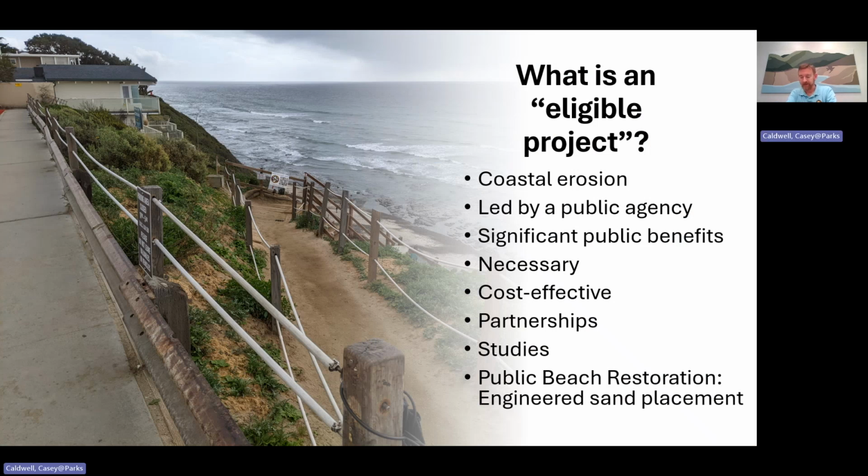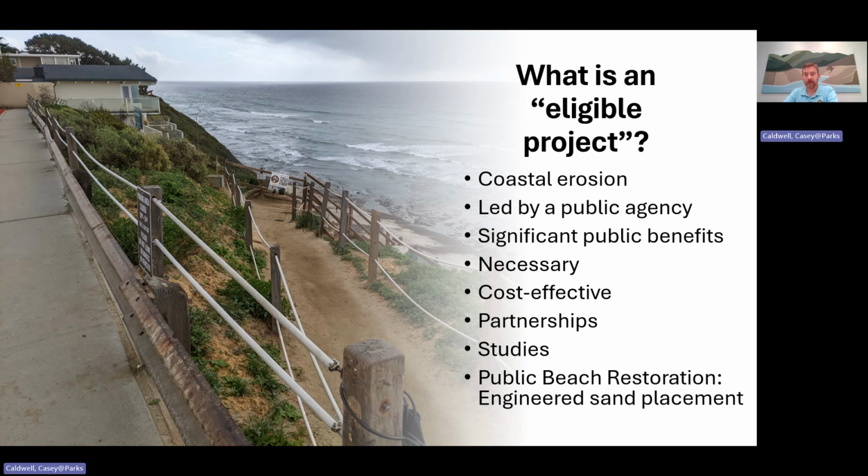Before I get into the application process, I'll explain at a high level what makes a project eligible for grant funding through our programs. First and foremost, the problem that the project would address must involve coastal erosion at an ocean or bay shoreline. Inland erosion at lakes and rivers and other water bodies is outside our coastal erosion program's authority. Projects must be led by public agencies as a statutory requirement.